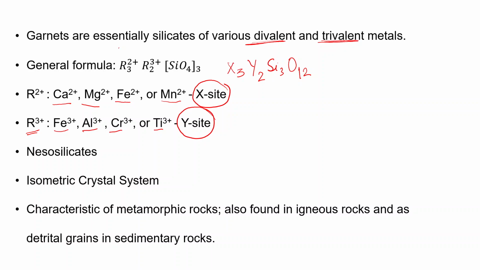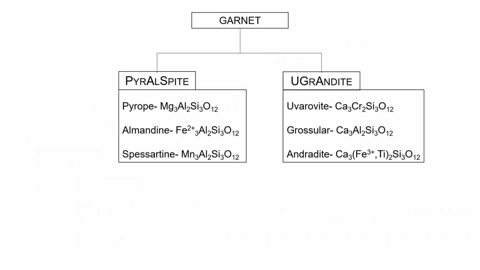These nesosilicates belong to the isometric crystal system, and as I've already mentioned, are characteristic of metamorphic rocks, also found in igneous rocks and as detrital grains in sedimentary rocks. Garnet is normally found under normal circumstances as six species, but to classify them for easy understanding, they are divided into two main groups, that is pyralspite and eugrandite.